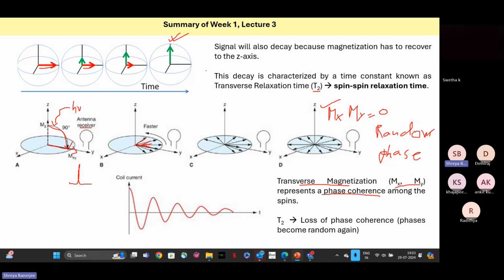And what happens in this, your detector is in the XY plane. So as you go along this direction, your detector initially detects the highest signal because the entire magnetization is along XY. And as the XY magnetization reduces, the signal also decays to zero. And this is called the free induction decay or decay of the signal.